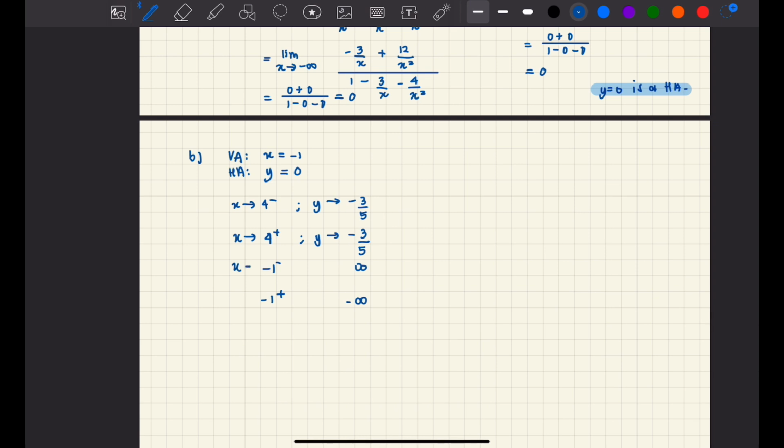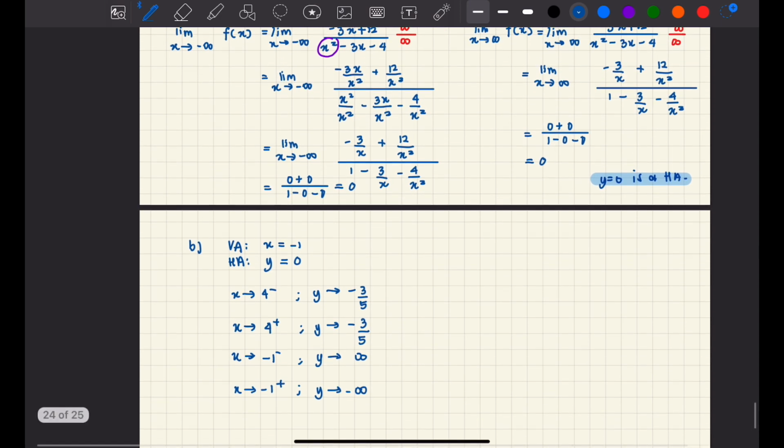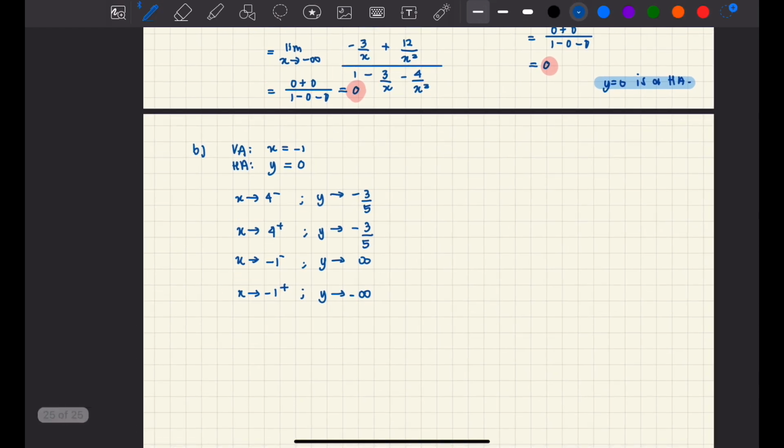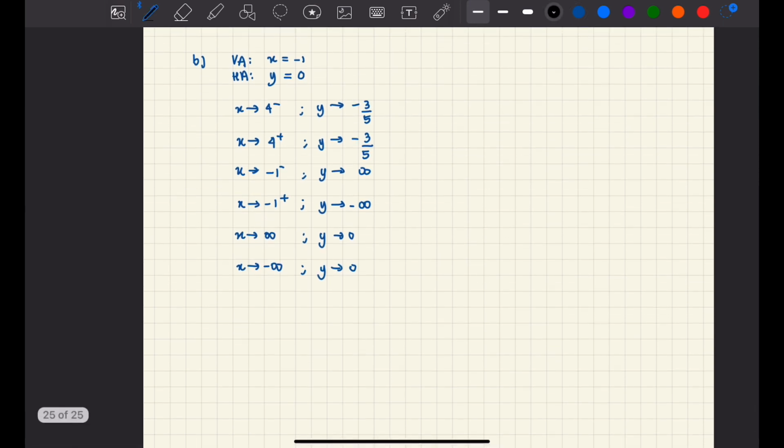For the horizontal asymptote, we have x approaching negative infinity, we get 0, and x approaching infinity, we also get 0. So x approaching infinity, y approaching 0, and x approaching negative infinity, y is also approaching 0. Done. Now let's try to sketch our graph.